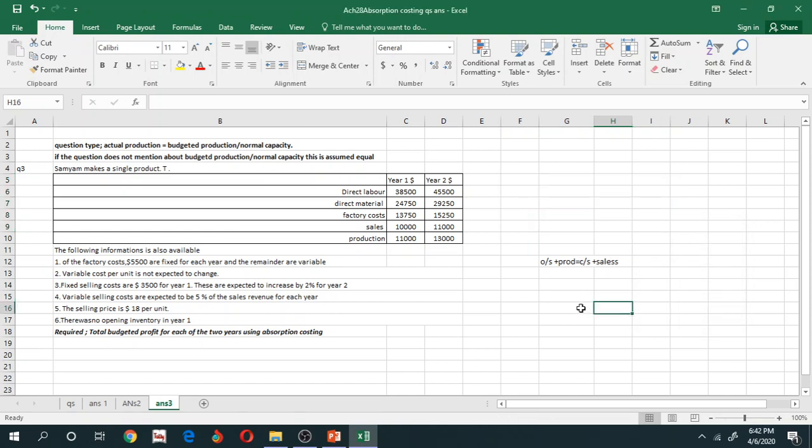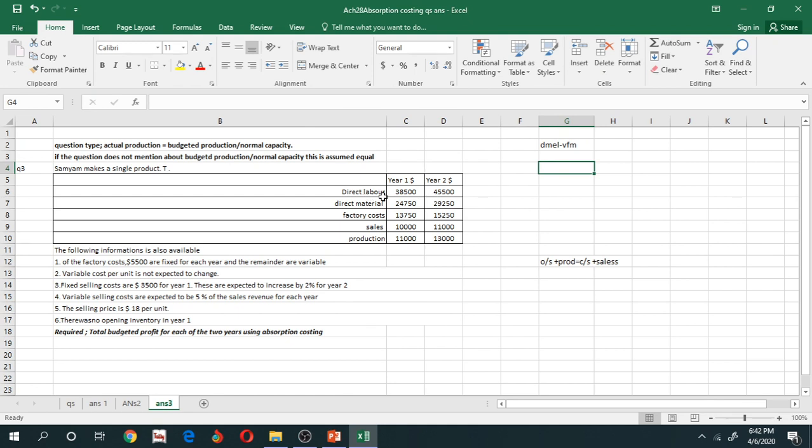So first thing we need to find is the production cost per unit. According to our method, we need to find the production cost per unit. We don't have cost per unit data, but we have overall units. Production cost per unit consists of direct material, direct expenses, direct labor, and then variable manufacturing overhead and fixed manufacturing overhead.